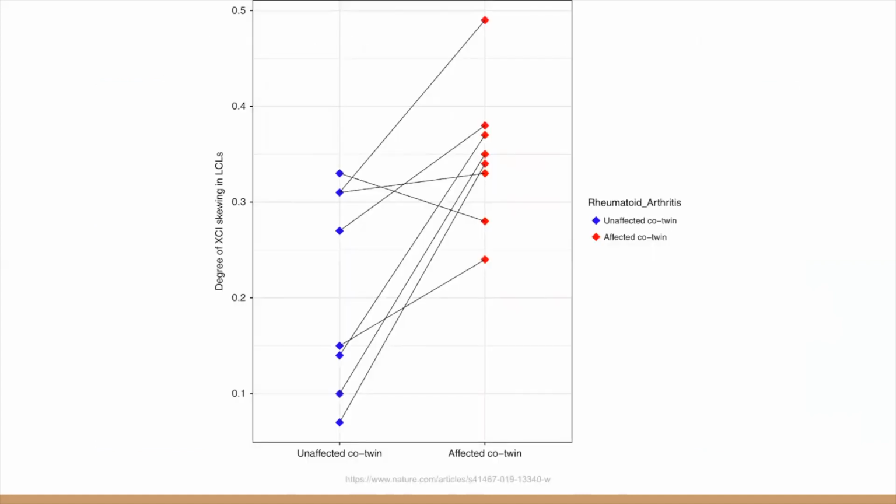From the tissue samples of 8 sets of monozygotic twins with one co-twin affected by rheumatoid arthritis and the other unaffected, researchers noticed that the tissue containing the lymphoblastoid cell line, or cells involved with adaptive immunity, have significant differences in skewing between the two twins. These findings supported the researchers' initial hypothesis that X-linked diseases are linked to XCI skewing.